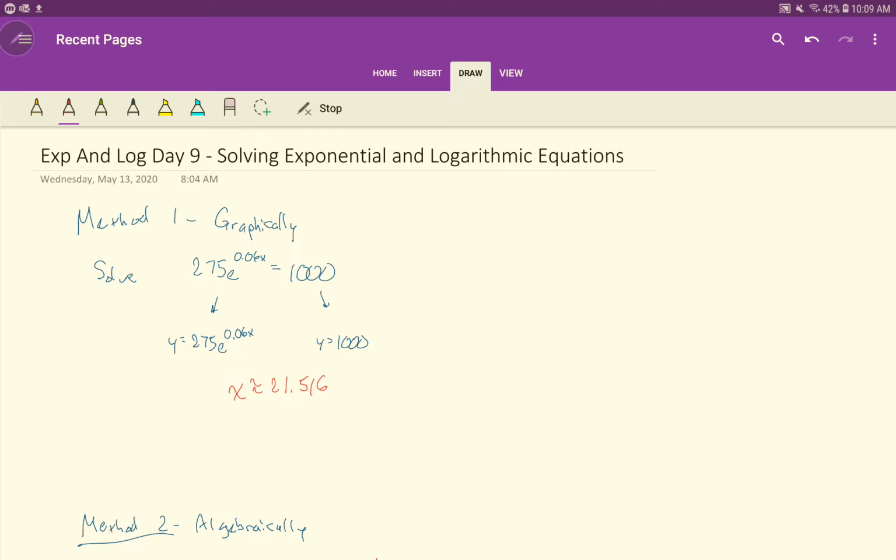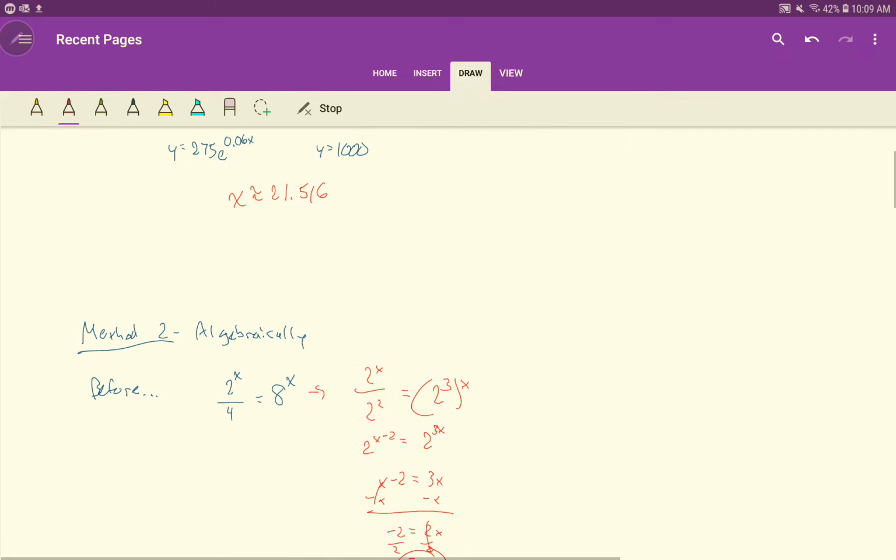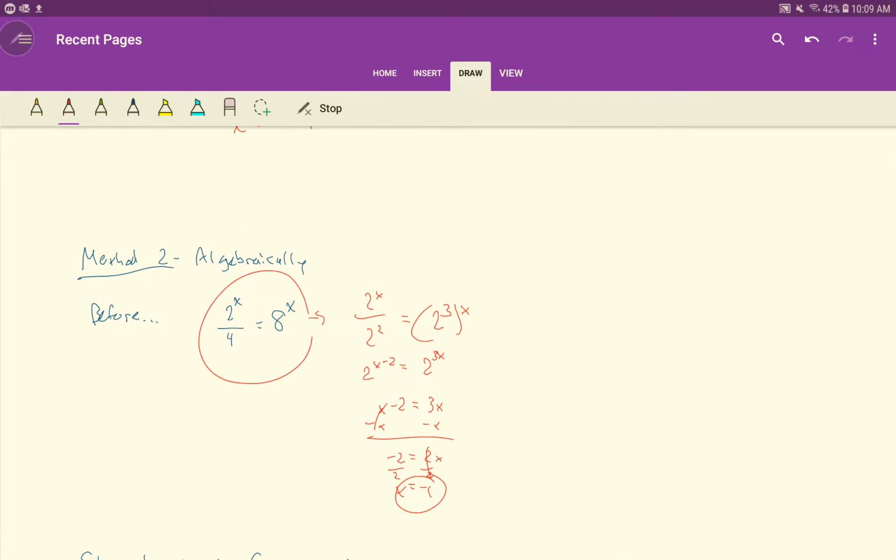All right. Now, second method is algebraically. We already learned how to solve one of these kinds of equations before algebraically, of this kind right here, where you can rewrite each one of these bases as a power of 2. 2, 4, and 8 are all powers of 2, right? So 2 to the x stays 2 to the x, 4 becomes 2 squared, and then that 8 becomes 2 to the third. Okay, and we can simplify it, right? So when you divide, you subtract your exponents. So it's going to be x minus 2 in the new exponent there.